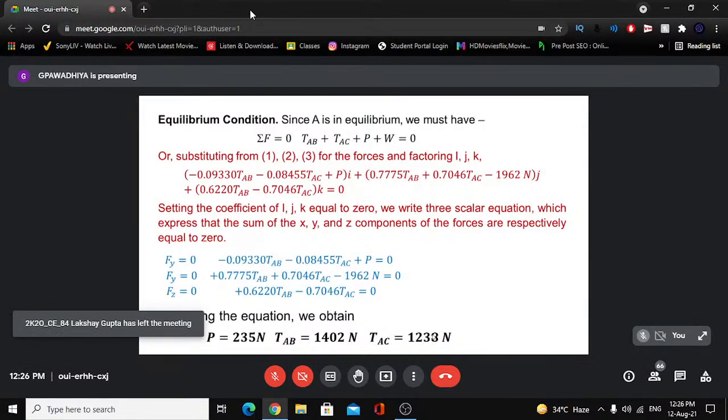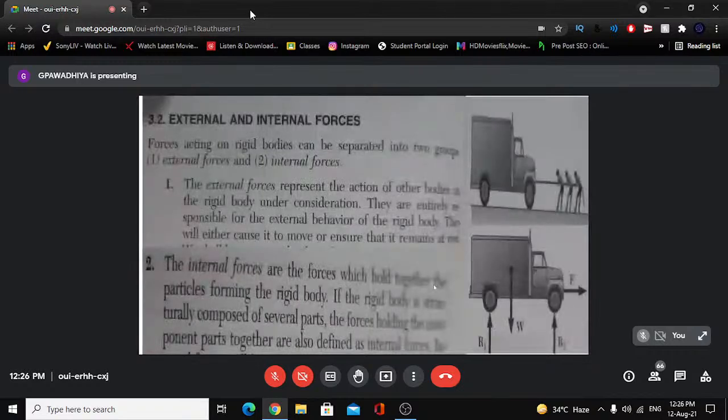So three equilibrium equations. There are three unknowns: TAB, TAC, and P. So we solve them, three simultaneous equations. You can follow any rule, matrix approach or Gaussian elimination approach, whatever you want. Use your choice, and then we can solve for the forces. P comes out to be 235 Newton, TAB 1442 Newton, and TAC 1238 Newton. Results are positive. In chords, flexible chords, the forces will always be tensile, so positive.